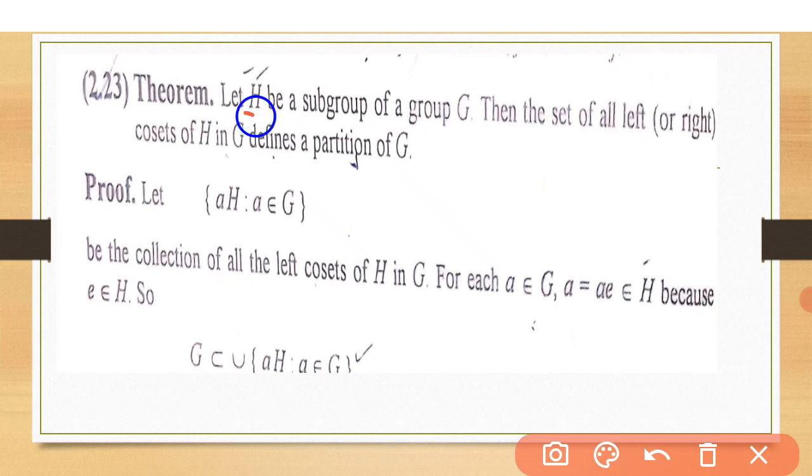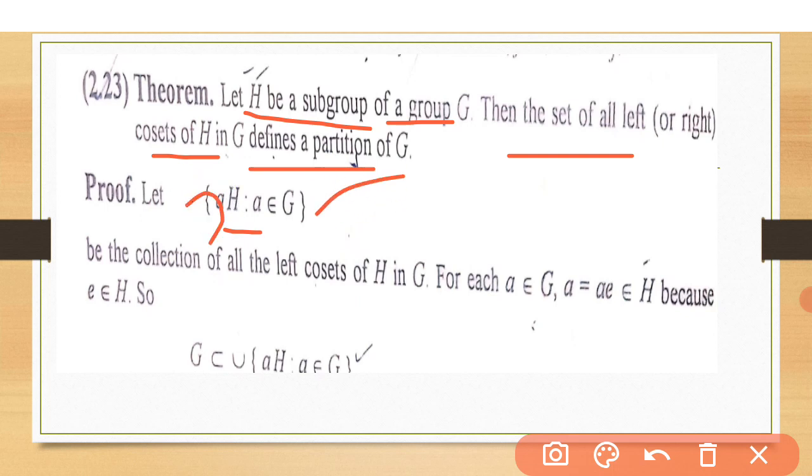By theorem, let H be a subgroup of a group G. Then the set of all left cosets or right cosets of H in G define its partition. Left coset. Cosets mean that here A belongs to G. We take any element from G and multiply it by A.